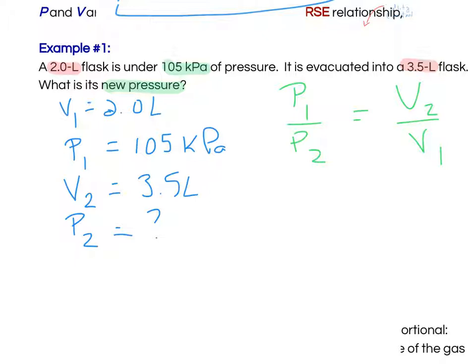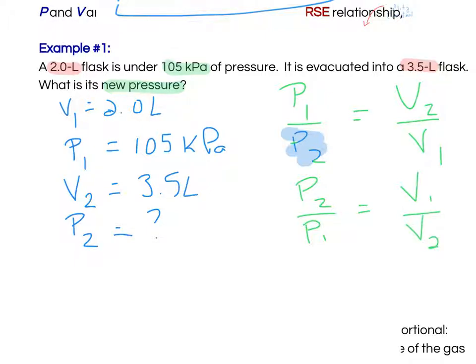So I'm going to actually rewrite this formula by flipping the equation to have my unknown, my P2, in the numerator. That'll make my equation, that P2, easier to isolate, and you'll see what I mean in a second. Okay, so I'm going to write this as P2 over P1 is equal to V1 over V2.